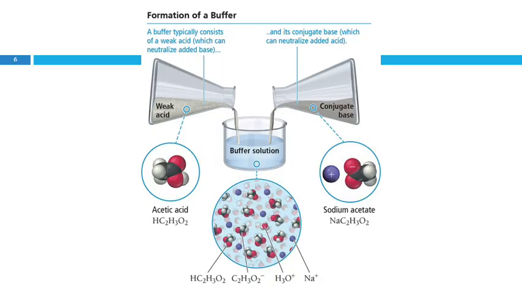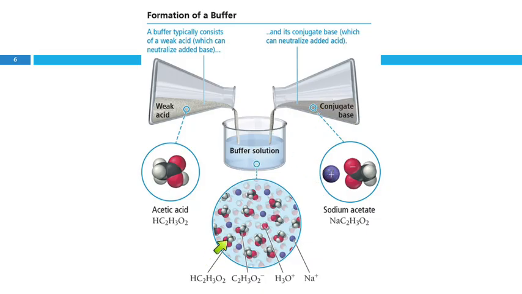So let's look at this. This is an acetic acid acetate buffer. So acetic acid is the weak acid. We're going to pour that in here. And then we're also going to pour in here a solution containing acetate ion, which is the conjugate base of acetic acid. So we're using sodium acetate, could be potassium acetate. That sodium is just a counter ion. So we add that in here.